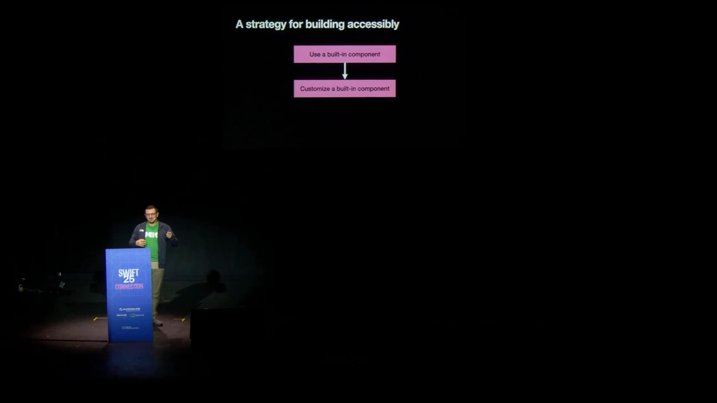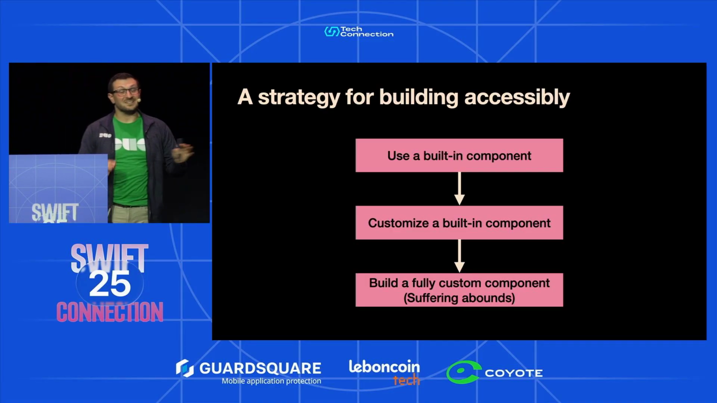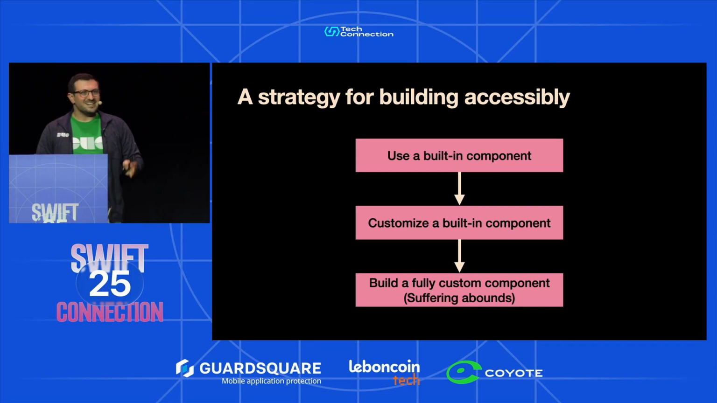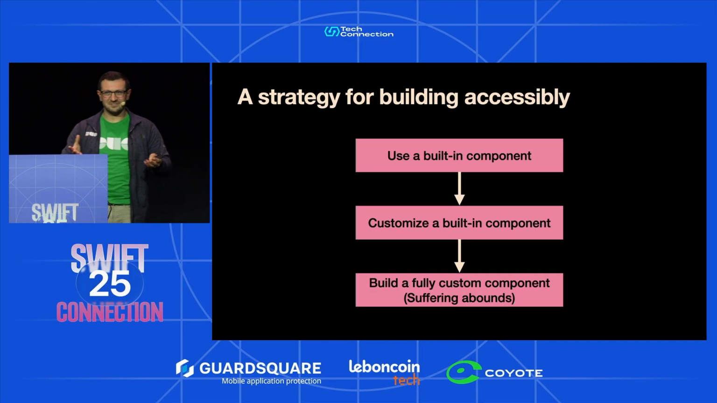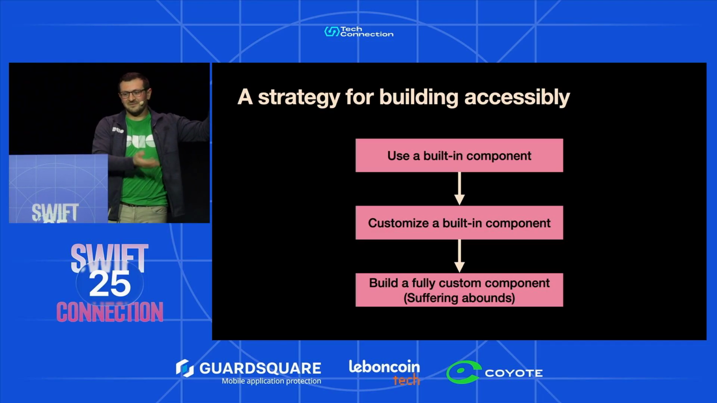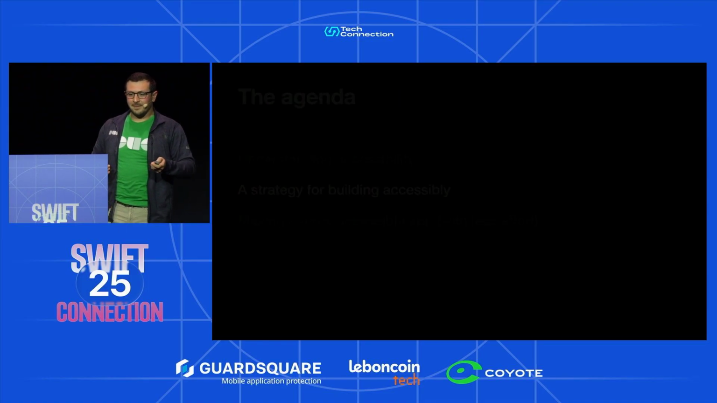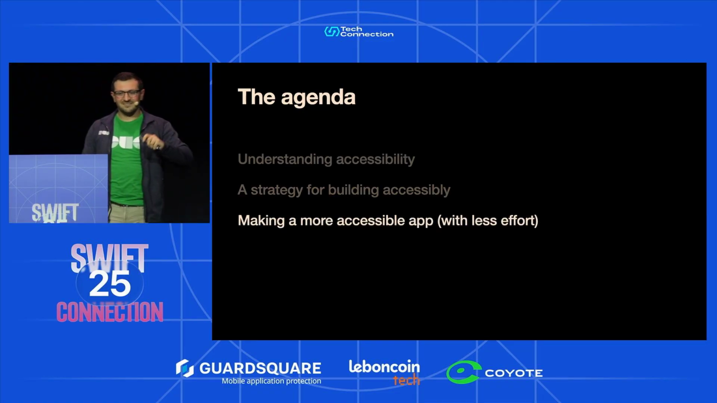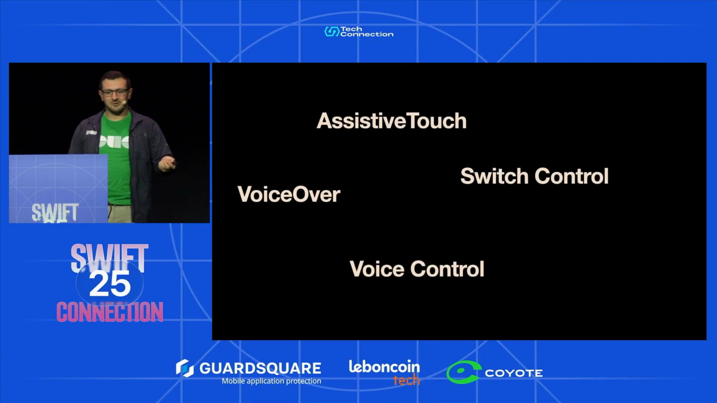But sometimes you do really need something to be custom. So only then would I suggest, okay, build a fully custom component, go all out. Suffering abounds. It may not be a great time. There's a lot to consider, but you absolutely can do it and sometimes absolutely should. I'm not trying to pretend that you never should be creating things from scratch. So, with that sort of flowchart in mind, let's actually look at an example of trying to make a more accessible app. So, we were talking about a strategy. Now we're going to look at an example. And we're going to look at this through the lens of VoiceOver.